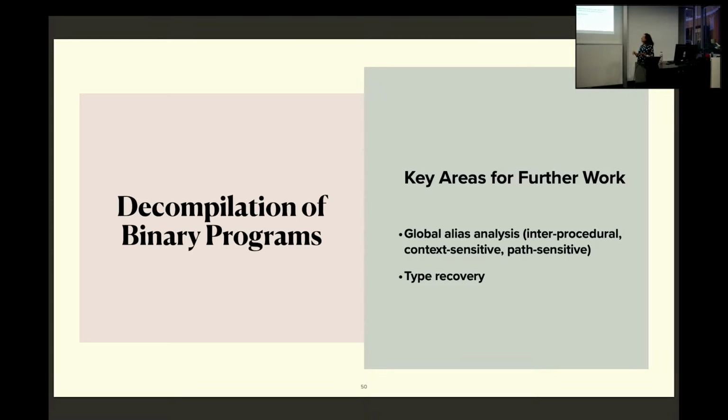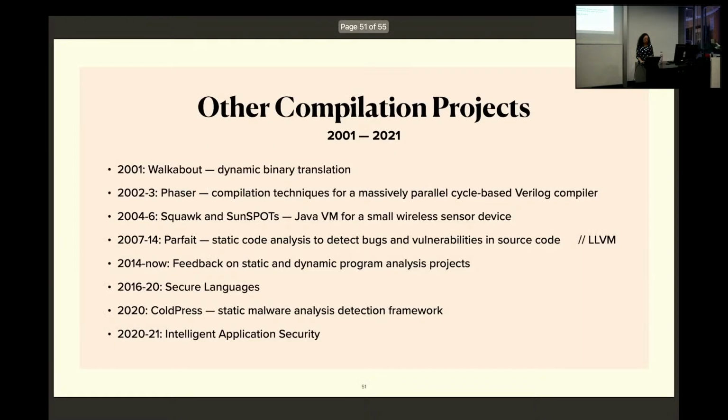You can have analyses that are interprocedural, context-sensitive, path-sensitive, and so on. So you can bring all of that program analysis into this space, right? And clearly, type recovery of high-level types is really important as well. Something that is also missing to a certain extent.